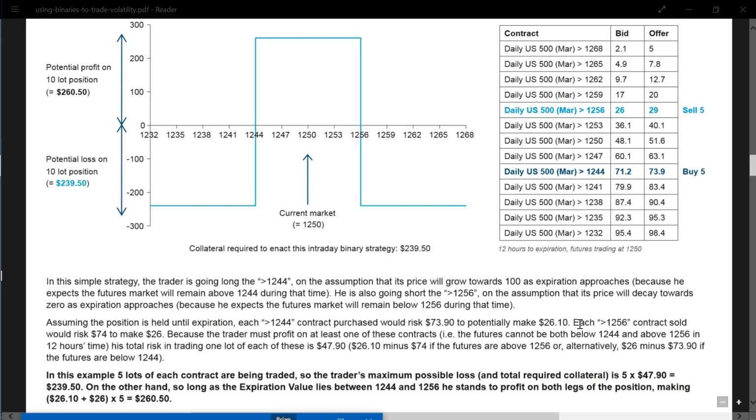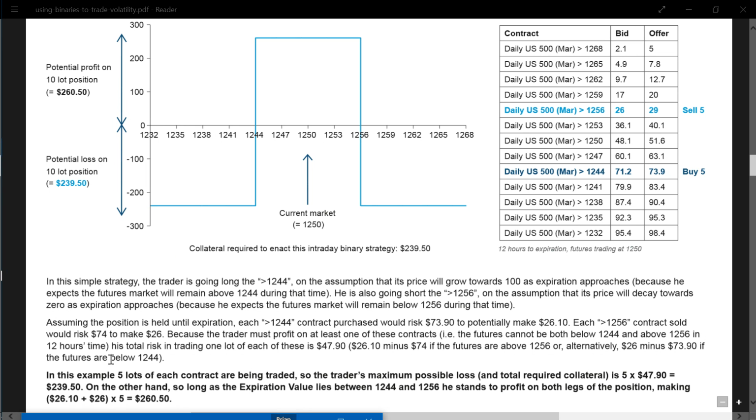Now here's a great feature that I never included in one of the explanations I was giving to people about our system, but it's great that they do it here, and I'll share it with you. It says, assuming the price held at expiration, $73.90 potentially to make $26.10. Each greater than 1256 contracts sold would risk $74 to make 26, because the trader must profit on at least one of these contracts, because price can't be in 2 places at the same time.